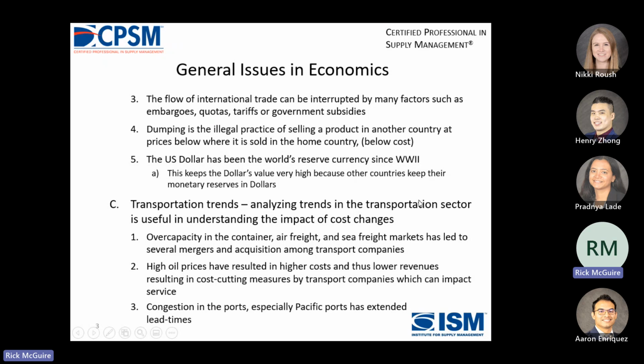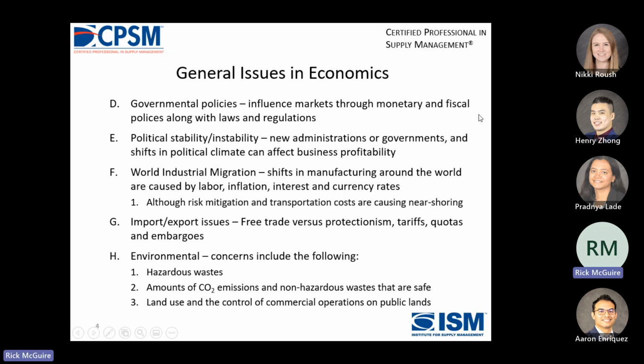Transportation trends. It's useful to understand the impact of cost changes. Overcapacity in the container, air freight, and sea freight markets has led to several mergers and acquisitions. This happened a few years back. High oil prices have resulted in higher costs, cost-cutting measures by the transport companies, and congestion in the ports, especially LA, has extended lead times. You've got government policies, monetary and fiscal policies, along with laws and regulations. And in some of these third world African countries, you've got instability politically.